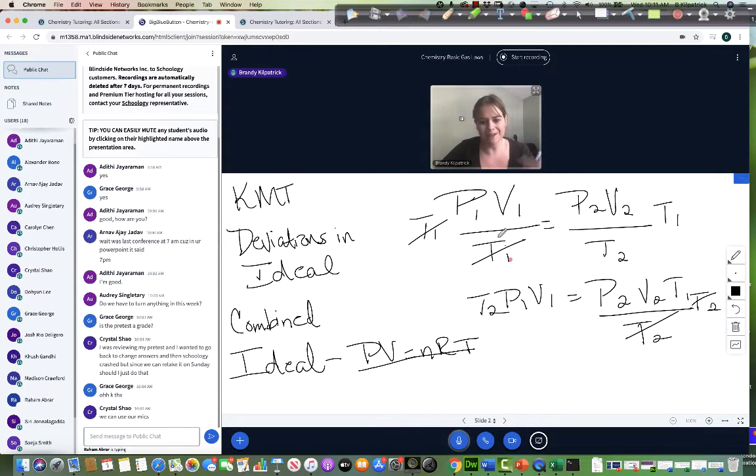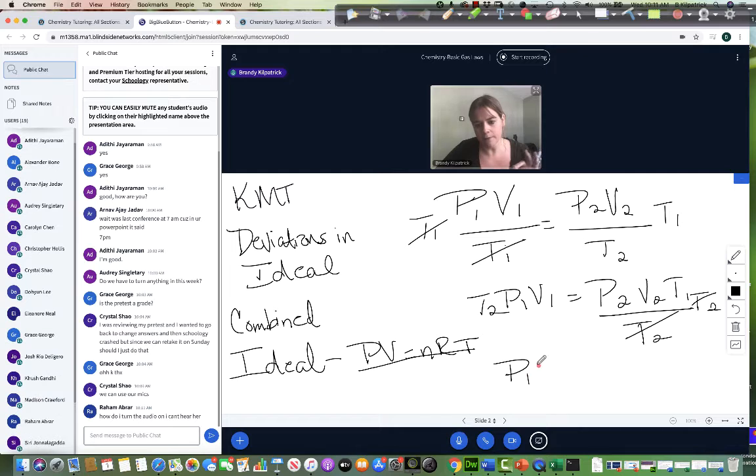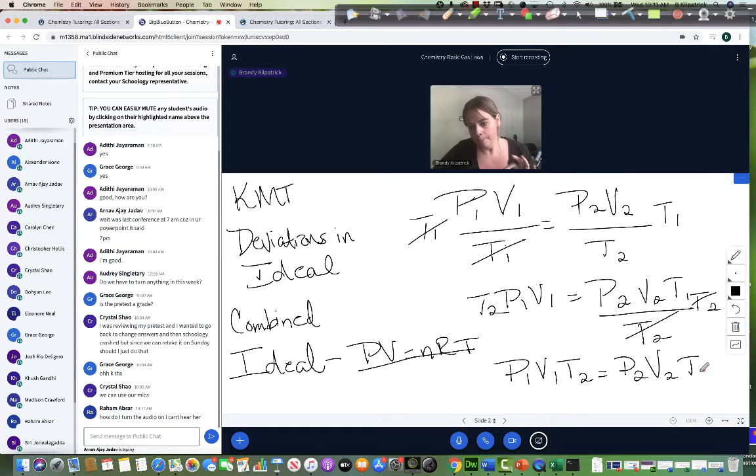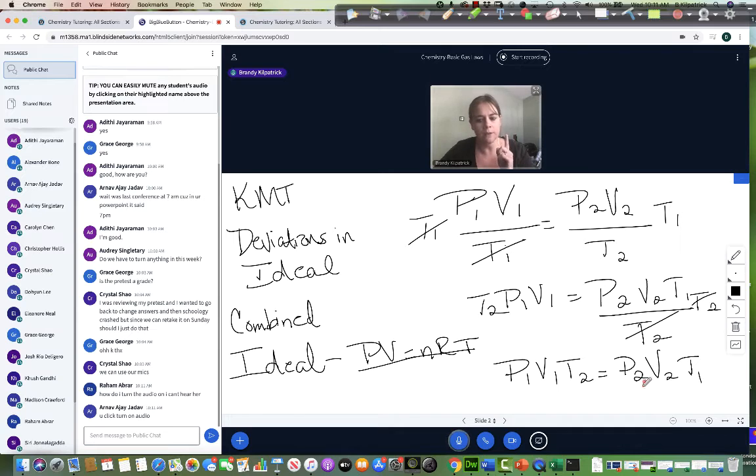So instead of using this, which most of you will get the math wrong, you can just rearrange it to look like this. The temperature would be on the opposite side. So initial temperature times final pressure and volume is equal to the final temperature times the initial pressure and volume.